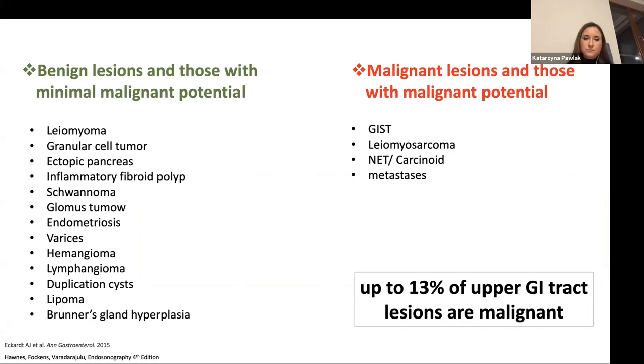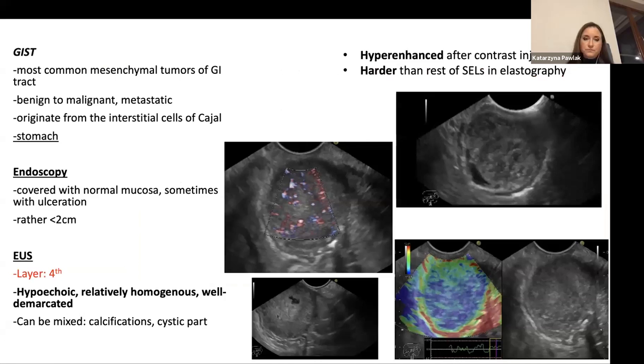And here I would like to say a couple of words, very shortly, about some types of subepithelial lesions. As you know, endoscopic features can be very similar for all of them, and sometimes it's extremely hard to assess these lesions only by EGD.